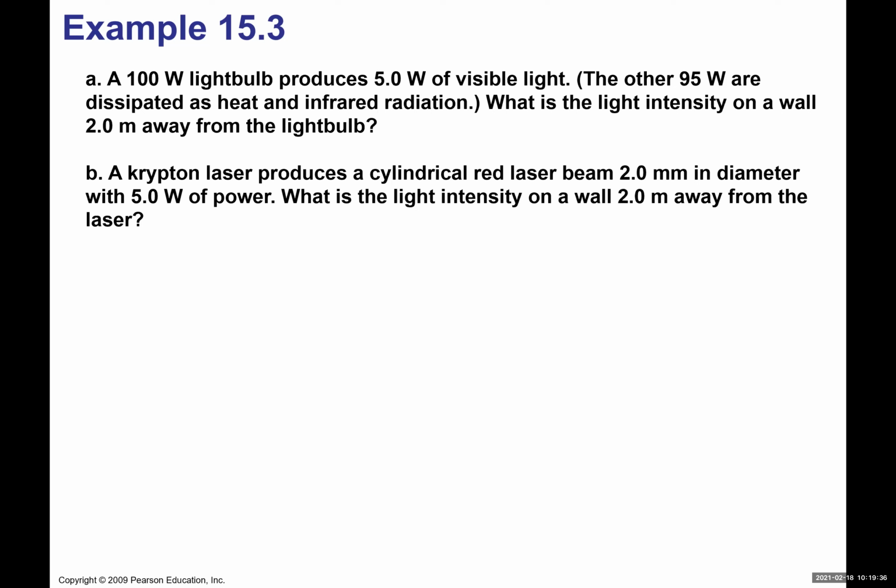So again, what we know here is we are trying to find the light intensity. This is for part A, right? So intensity in terms of power divided by surface area. Okay, so it's a light bulb, so the light spreads out as a spherical wave, right? And we're given the 5 watts, out of that 100 watts, as the effective power output. So we do 5 watts divided by 4 pi r squared.